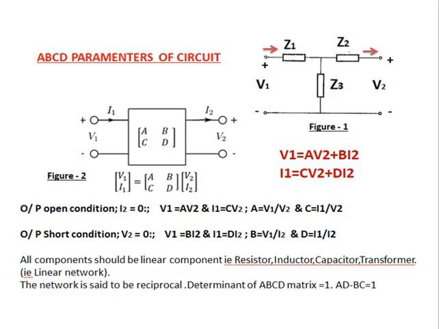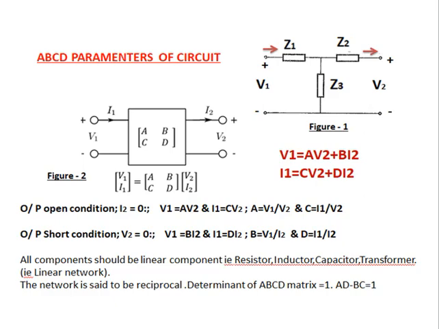Output short circuit condition, that is, V2 is equal to 0. So, V1 is equal to BI2, and I1 is equal to DI2. B is equal to V1 by I2, and D is equal to I1 by I2.